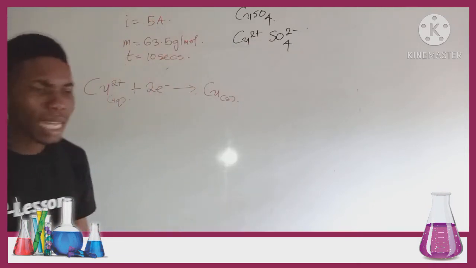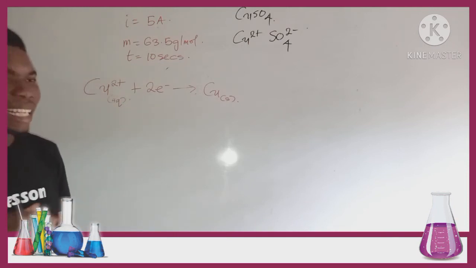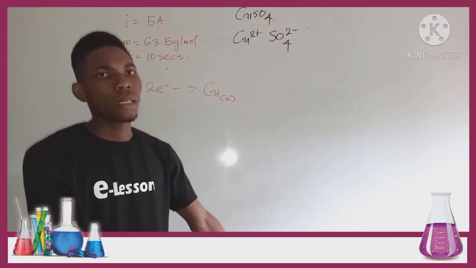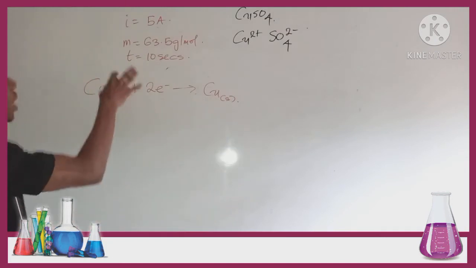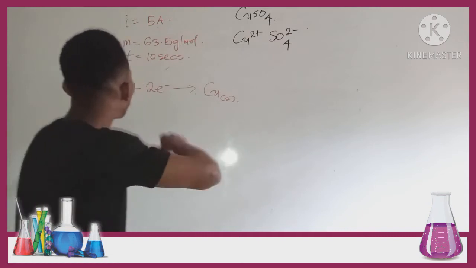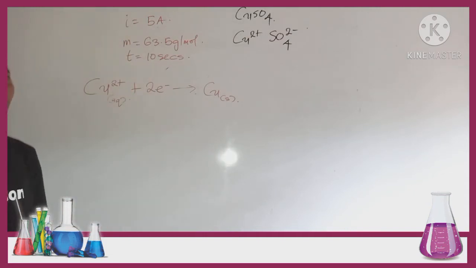We are told that the reaction is at the cathode. Reduction occurs at the cathode. That means that the cathode is the negative terminal or the negative electrode. And because it is a negative electrode, it attracts the positive. That was the reason why we did not write SO4 2 minus, rather we wrote Cu2+. This is the reaction that occurs at the cathode. Is that clear? Yes, that's the reaction that occurs at the cathode.